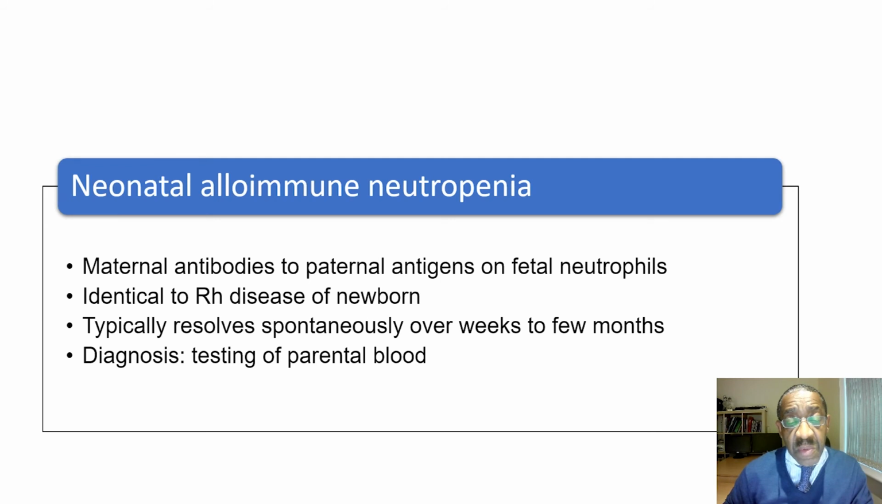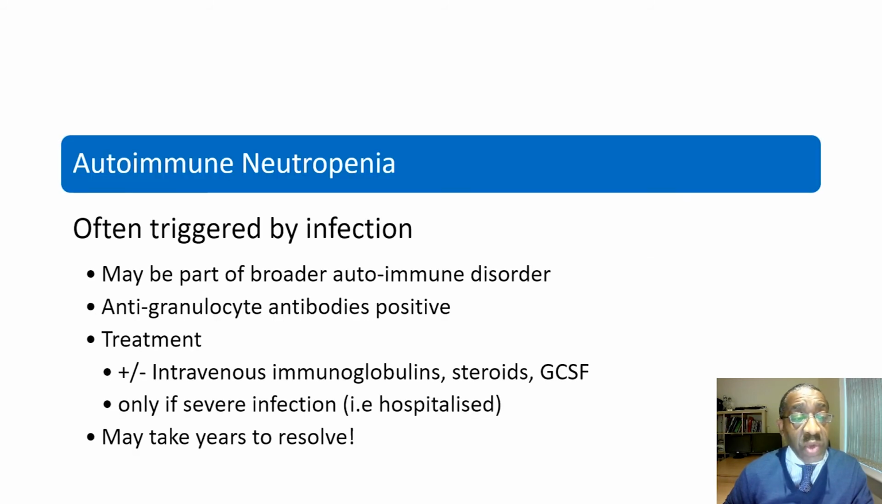Autoimmune neutropenia can affect an individual at any age, often triggered by infection, but might be part of a broader autoimmune disorder. And Felty's syndrome comes to mind. This is a disorder which comprises neutropenia, splenomegaly, and rheumatoid arthritis. So this form of autoimmune neutropenia is part of an autoimmune disorder. And in a proportion of cases, anti-neutrophil antibodies are positive. The management is supportive.